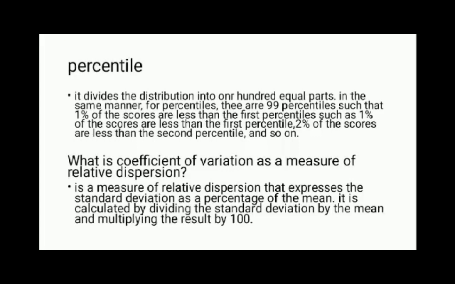What is coefficient of variation as a measure of relative dispersion? It is a measure of relative dispersion that expresses the standard deviation as a percentage of the mean. It is calculated by dividing the standard deviation by the mean and multiplying the result by 100. The coefficient of variation, or CV, is a measure of relative dispersion that equals the ratio between the standard deviation and the mean. While it is most commonly used to compare relative risk, the CV may be applied to any type of quantitative likelihood and probability distribution.